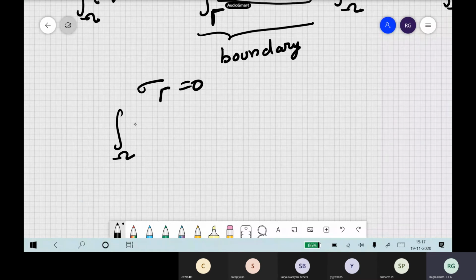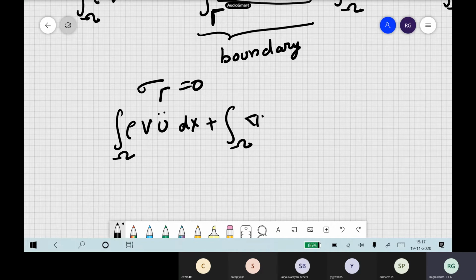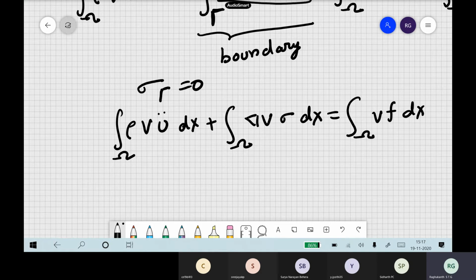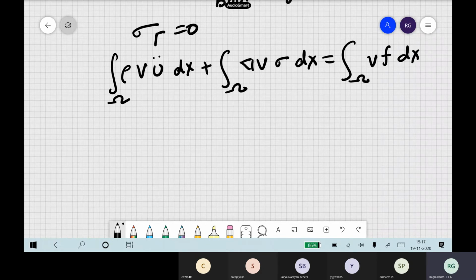So v into rho will be there. Rho v u double dot dx plus once again the same equation, only they are all in vectorial format. So v into f into dx. So these are our equations in 3 dimensions.